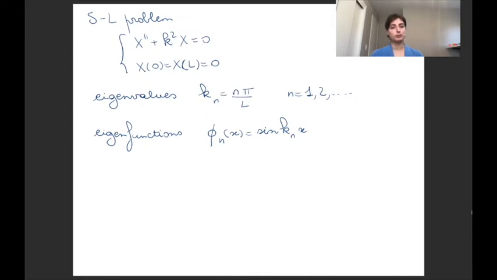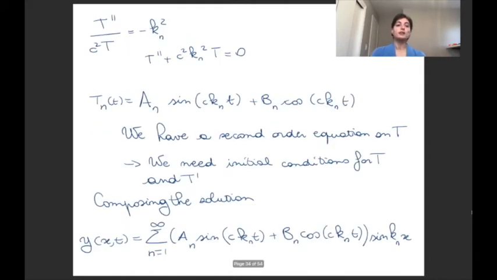So we write the Sturm-Liouville problem with respect to x. This is a Sturm-Liouville problem we should know pretty well by now. So we have X'' plus k squared X equal to 0, and trivial boundary conditions on the two sides. X at 0 is equal to 0, and X at L is equal to 0. And we know that the eigenvalues in this case are k_n being n pi divided by L. Actually, the eigenvalue is the square of this, for n going from 1, 2, and so forth. And the eigenfunctions are sine of k_n x.